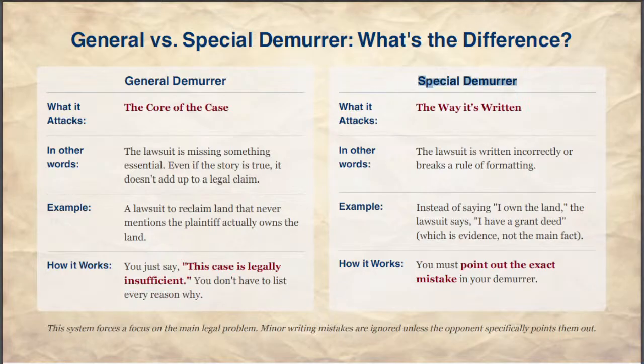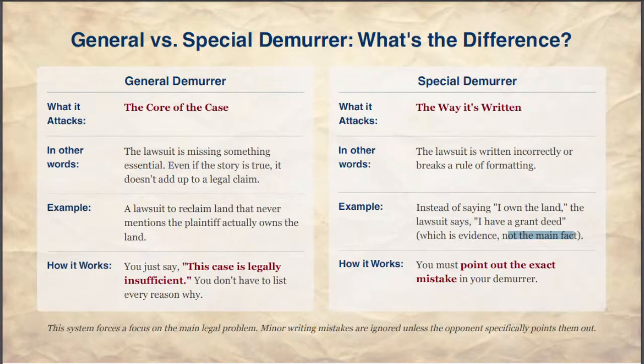Then there's the special demurrer. What it attacks is the way it's written. So this is getting back to the common law elements of the way it's pleaded. In other words, the lawsuit is written incorrectly or breaks a rule of formatting. So specifying the rule, here's an example: instead of saying, I own the land, the lawsuit says, I have a grant deed, which is evidence, not the main fact. So we see here how that works as almost an omission of a major aspect of the cause of action.